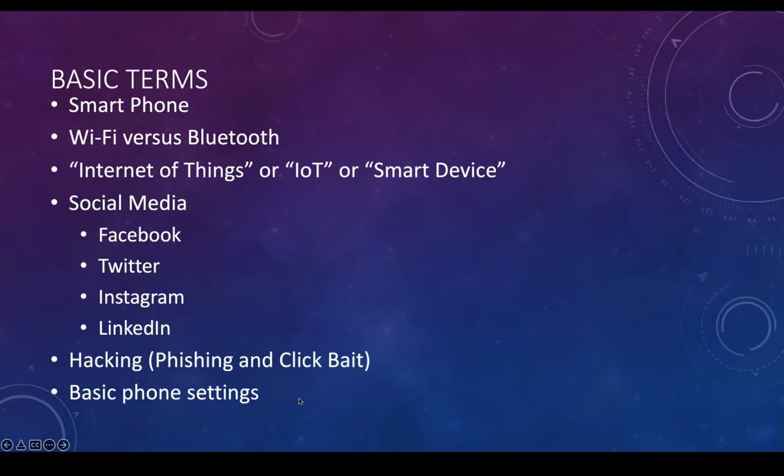Let's get started. So let's cover some basic terms. We're going to cover what is a smartphone and what that actually means. We're going to talk about Wi-Fi versus Bluetooth and what those two things are. We're going to discuss Internet of Things or IoT, but what most people call a smart device. We'll talk about social media, Facebook, Twitter, Instagram, and LinkedIn. We'll talk about hacking and how senior citizens are the number one target, and what you can do to prevent hacking. And we're going to talk about basic phone settings.